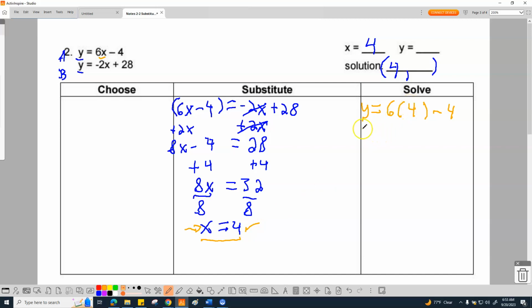Boom. y equals 6 times 4 is 24, minus 4. y equals 20. And that's our answer. Now you have this down. Make sure you show the work on this, and that's about it.